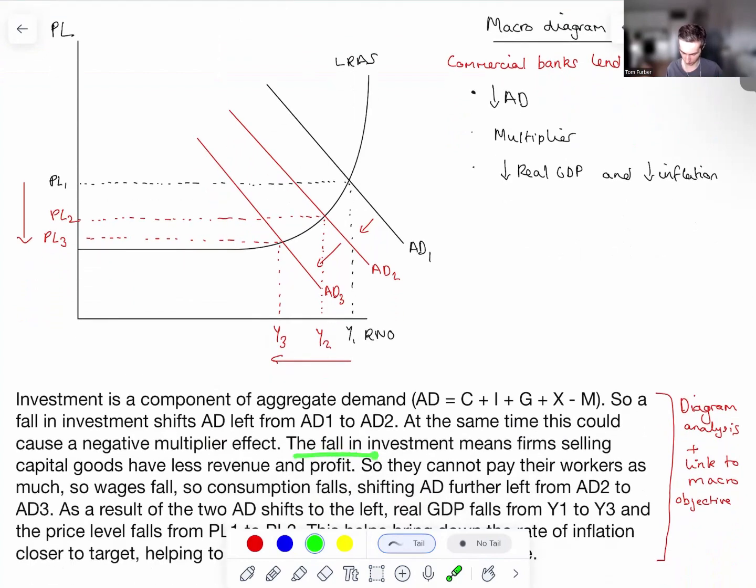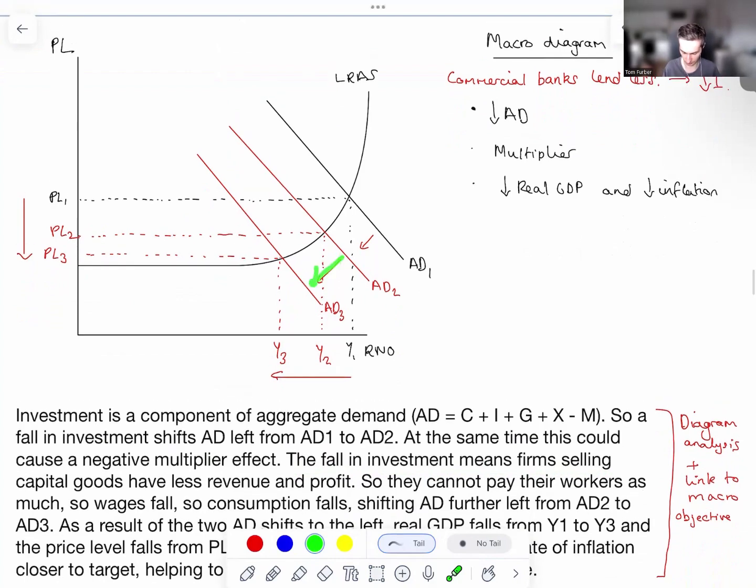Well, the fall in investment means firms selling capital goods have less revenue and profit. And so that means they cannot pay their workers as much, so their wages fall, and so consumption falls, shifting AD further left from AD2 to AD3. And that's shown in the second shift in this diagram here.